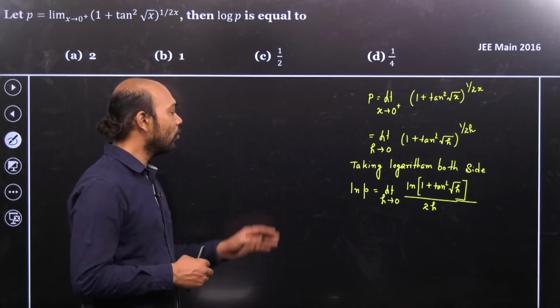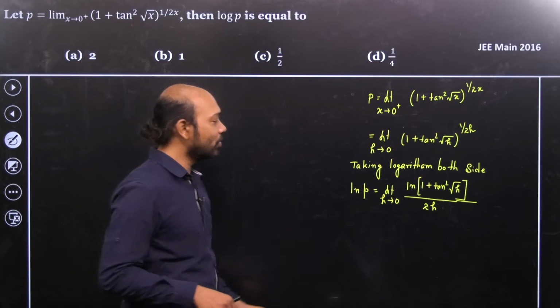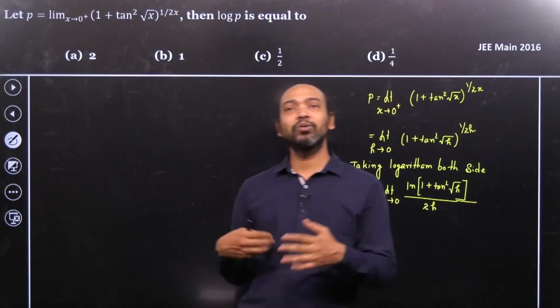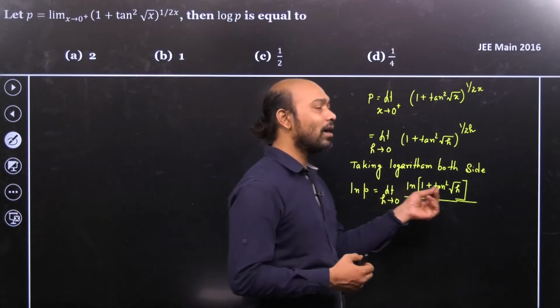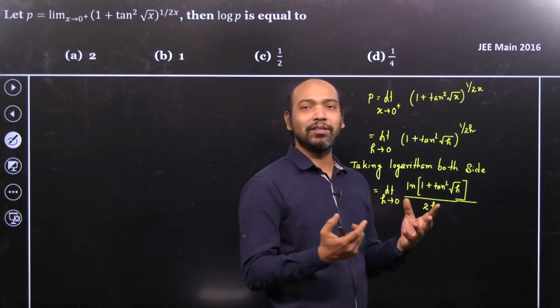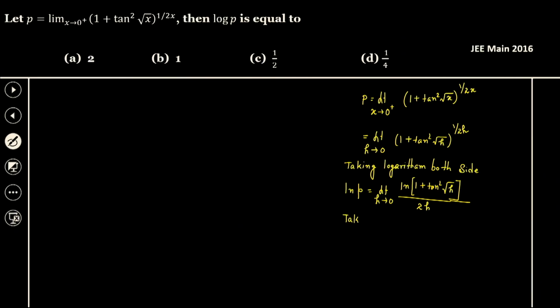Now see that here we have that concept, right? Here it is h tends to 0 and we have root h, right? So why should I make our life difficult? So here we take a substitution. Let us take square root of h as y. So take square root of h equal to y. That implies h is equal to y square, and h tends to 0 implies y tends to 0.